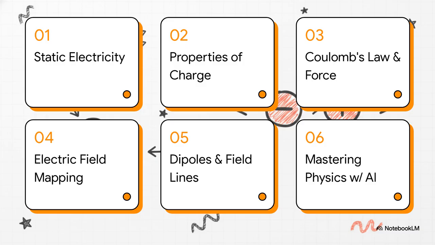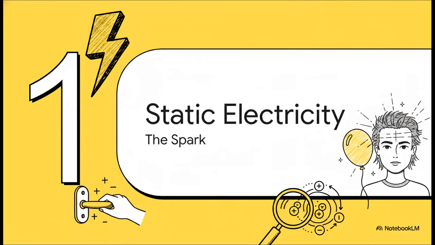Here's our roadmap for today. We'll start with the spark of static electricity, look at properties of charge and Coulomb's law, map out electric fields and dipoles, and wrap up with a really cool AI tool to help you master this material. All right, Section 1, the spark of static electricity.